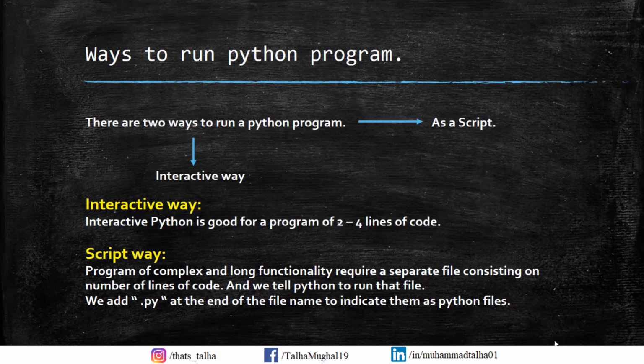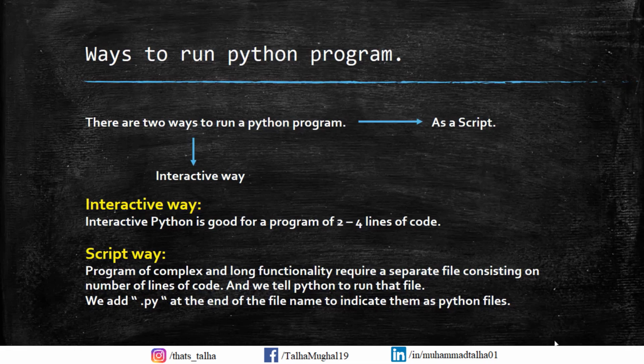The interactive Python is good for a program of 2 to 4 lines of code. In other words, if you don't require a very long and complex functionality, and you don't have to write a long sequence of logics, then the interactive way might be good for you. But a program of complex and long functionality requires a separate file consisting of a number of lines of code. And after creating that separate file, we tell Python to run that file. We add .py at the end of the file name to indicate them as Python files.